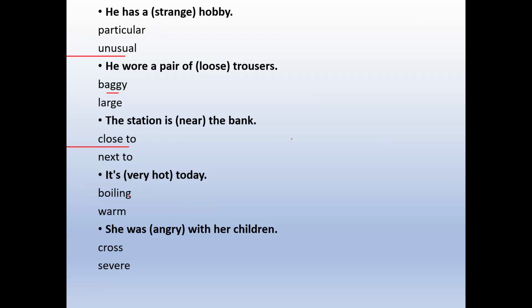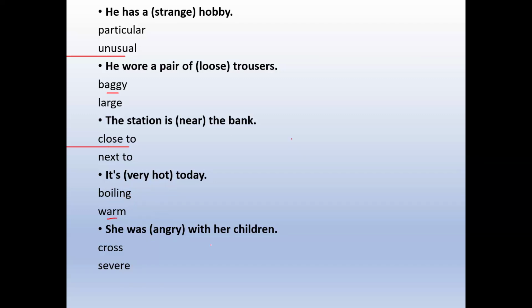It's very hot today. Boiling or warm? Warm. Now here we are talking about the temperature of the climate. Warm, the medium temperature. Warm would be the better word according to the context, okay? Otherwise, if we are talking about water or something very hot, we can refer to the word boiling. But this is regarding the climatic temperature, so warm.